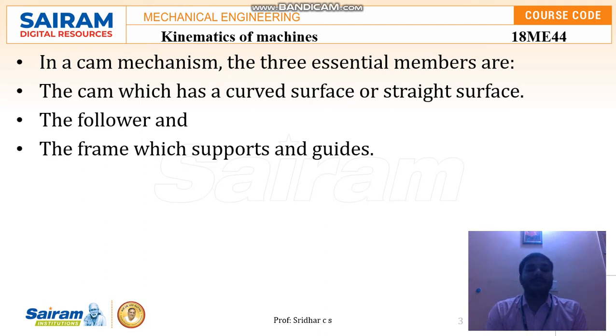The next one is the frame which supports and guides. The frame is nothing but a fixed link, or a fixed part, in the cams. If we want to transmit any motion, one of the members or components should be fixed in any mechanism, and only then can it transmit the motion. The function of the frame is to support the cam and guide the follower in order to transmit the motions, whether reciprocating or oscillating.